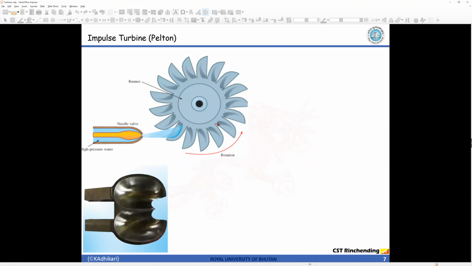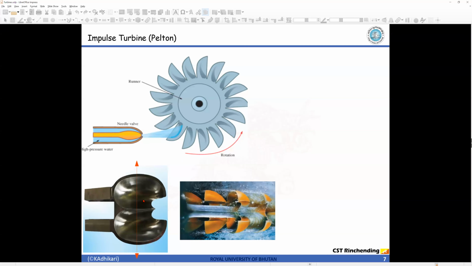That's it. Now, if we take one particular vane or cup, it looks something like this. And what happens is the jet strikes this portion in this region, and it gets split into two halves, and water goes out from this region. You can see this arrow, right? So the jet strikes somewhere in between, and because of this divide, the water gets divided and gets out of this region. So that is for the impulse turbine or the Pelton wheel.